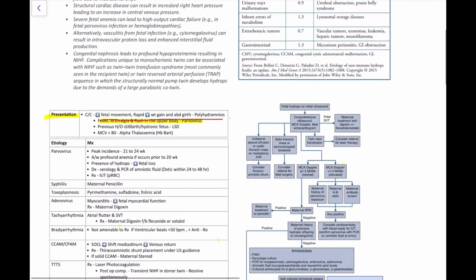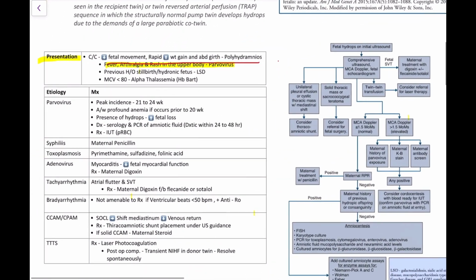If there is a previous history of stillbirth or hydropic fetus, then lysosomal storage disease may be responsible for NIHF. And suppose we are evaluating maternal anemia, and if we find MCV, mean corpuscular volume, less than 80, pointing out microcytic anemia, then you have to make sure whether the mother has a history of alpha thalassemia or not. This is going to be more common, particularly in South Asian descent.